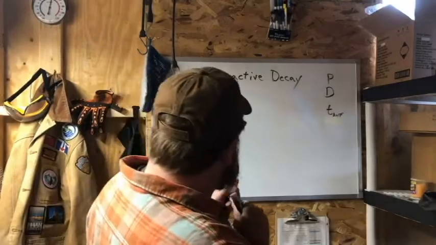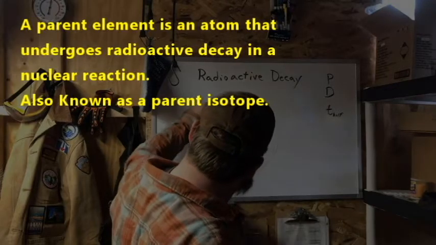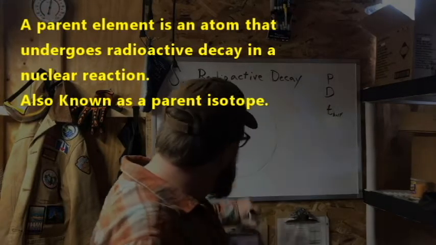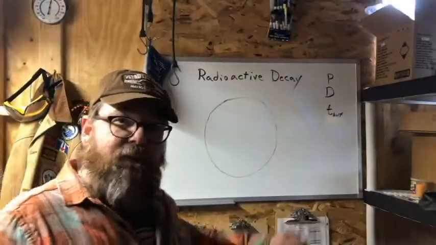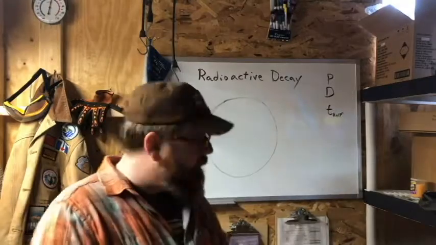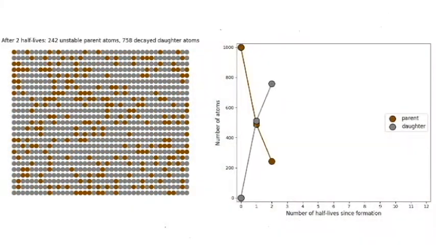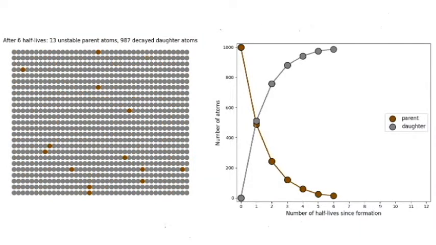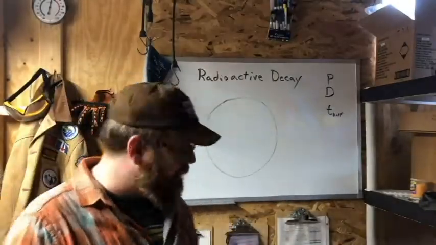All right, so we'll say we have our parent element. It doesn't matter what it is: carbon, uranium, thorium, potassium, argon. It's radioactive, it's going to decay. In a certain amount of time, half of it is going to decay into something else. Now the decay is going to happen evenly throughout, but I cannot demonstrate that on a dry erase board, so I'm going to cut it into pie pieces for you.